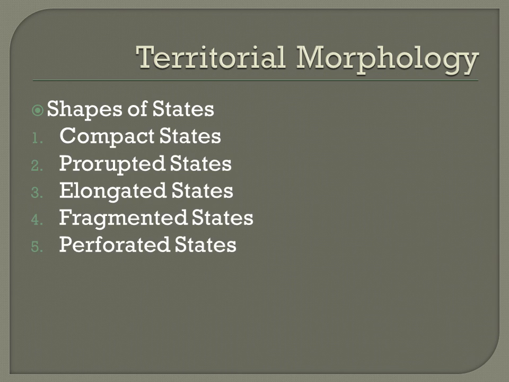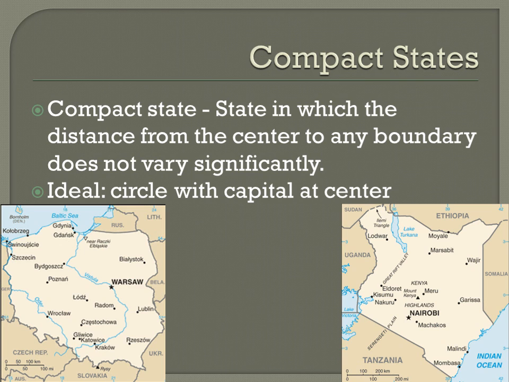So, there are 5 different types of shape when it comes to states. Each of them is going to have an impact on how those states develop and what those states are able to do. We're going to take a look at each of these, provide some examples, and then have a little bit of a quiz. All right, so here we go. The 5 different types of shapes are compact, prorupt, elongated, fragmented, and perforated. Those are our 5. Let's take a look at them.